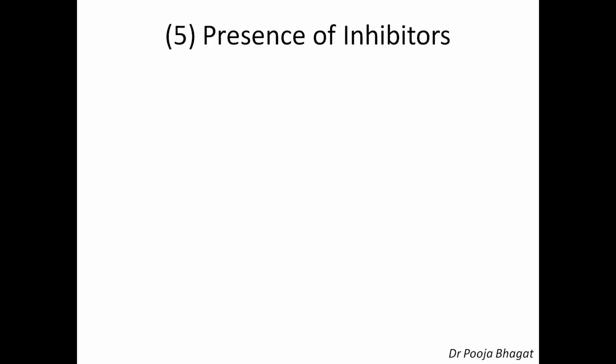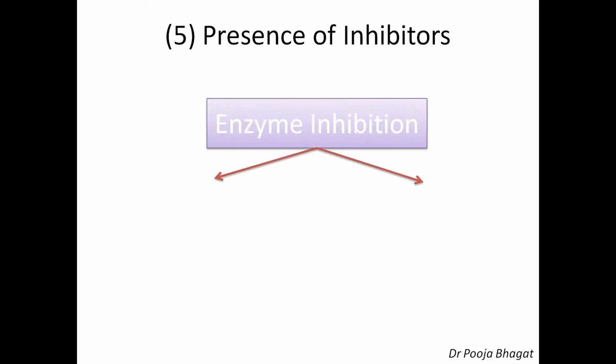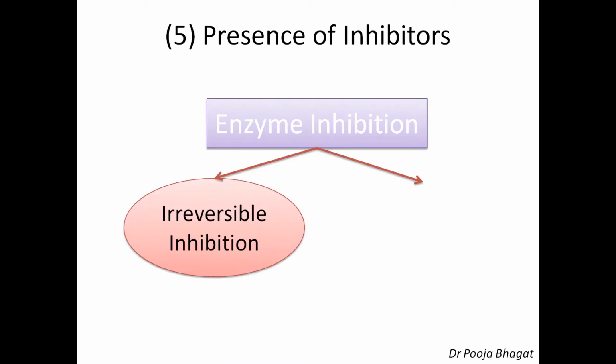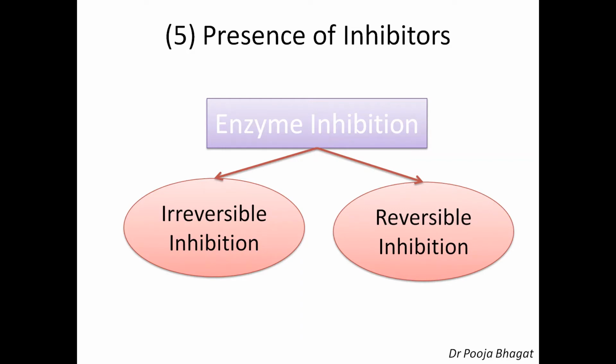And now move to the fifth and the last factor, that is the presence of inhibitors. Now what are inhibitors? Inhibitors are the substances which inhibit, or you can say reduce or sometimes stop the enzymatic activity. That means the rate of reaction is reduced by the inhibitors as they inhibit the activity of enzyme. Now, enzyme inhibition can be of two types. Number one, irreversible inhibition, and the second one, reversible inhibition.